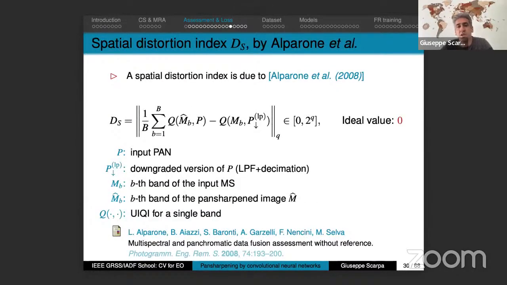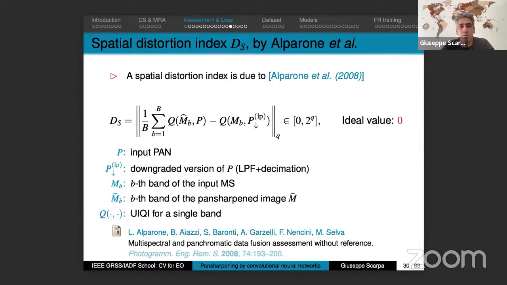Moving to the spatial consistency check, the problem is more complex. It would be easier if we could rely on a degradation rule to reduce the multiple bands of the pan-sharpened image to a single band, but unfortunately we don't have such a model or such a rule. So a clever idea by Alparone and colleagues was to check the constancy across different scales of the statistics that relate the pan to the spectral bands. Consider four images: the pan P, the pan-sharpened image M hat, both at the highest resolution, and the two corresponding downscaled versions, the reduced resolution pan and the MS, the original MS.